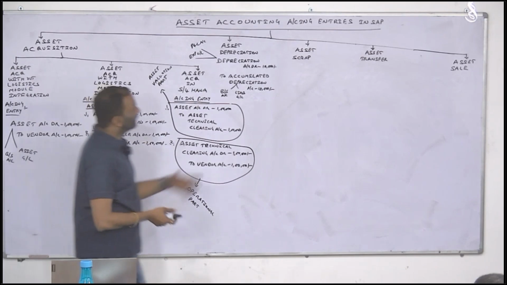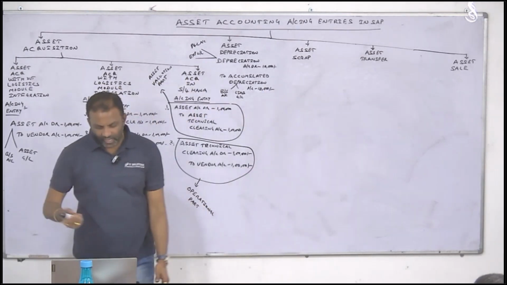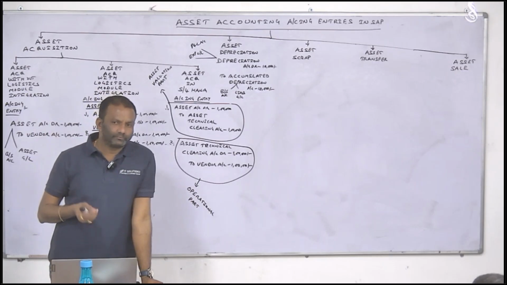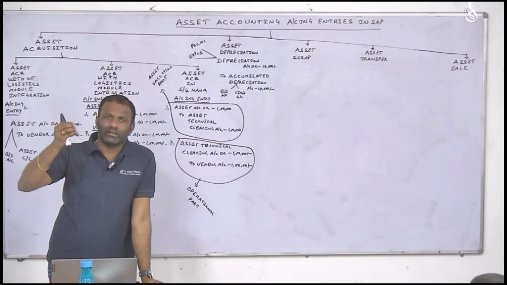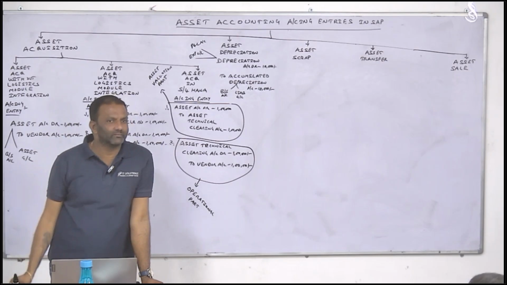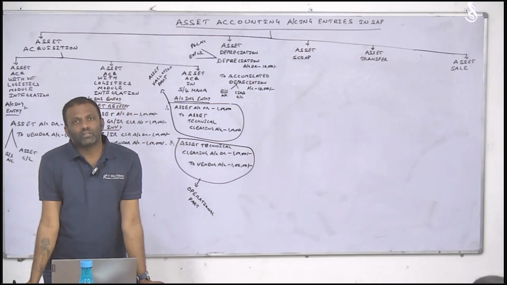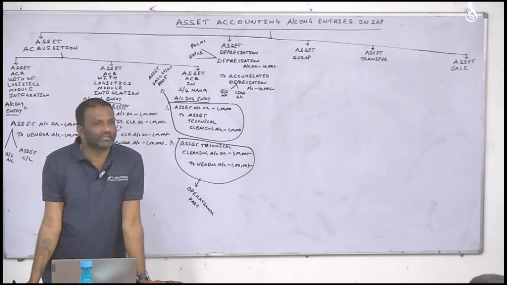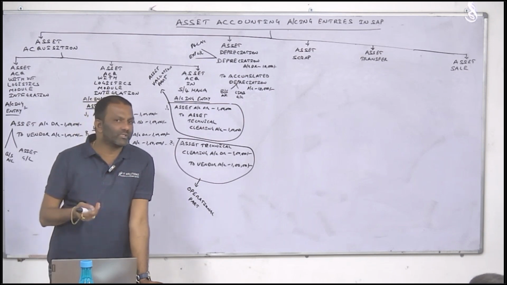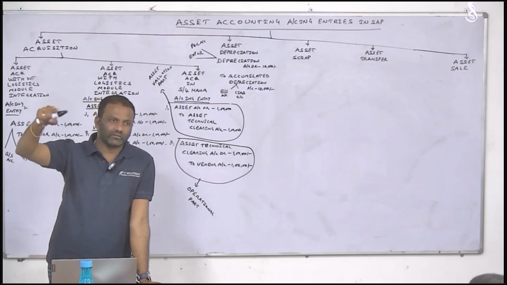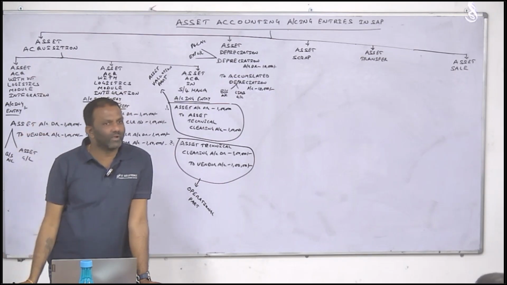Right. Then asset scrap. Normally I have purchased one asset with 1 lakh value. They told me the lifetime of that asset is 5 years. So 1 lakh over 5 years, every year 20,000 is the depreciation. 20,000 into 5 years is how much? 1 lakh, right? After 5 years that net book value becomes 0.